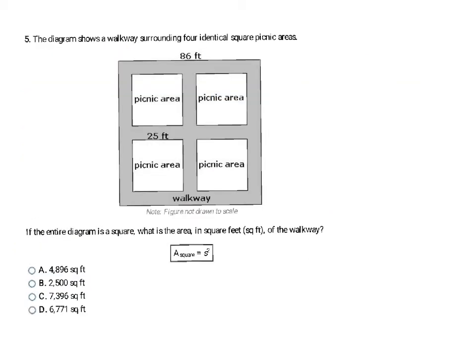So in this problem, we're finding the area of another irregular figure. This one, the diagram shows the walkway surrounding 4 identical square picnic areas. So I know each of these is a square, and they're the same square. If the entire diagram is a square, what is the area in square feet of the walkway? So this whole diagram is also a square, so if that top is 86, then this side is also 86. So to find the area, I'm going to have to take 86 times 86. So I'm going to go ahead and do that.